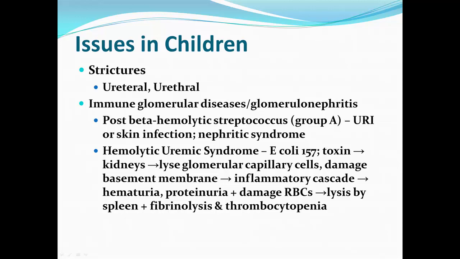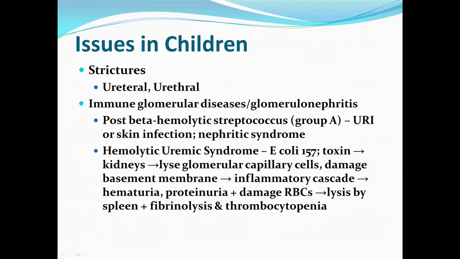Because of the inflammation and the changes in the arterioles, this manifests as hematuria, proteinuria, as well as damage to the red cells. And the damage to the red cells actually happens in the periphery. In the periphery, then, these damaged red cells are broken down by the spleen. This then leads to additional fibrinolysis and a thrombocytopenia.